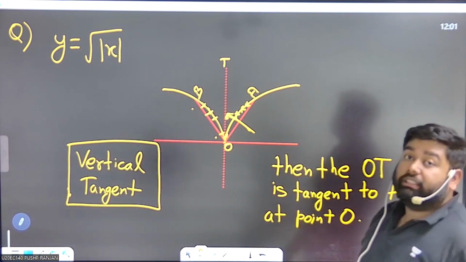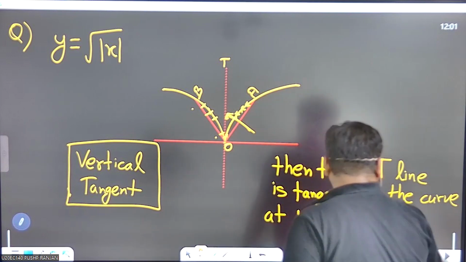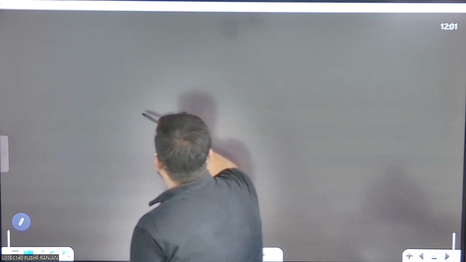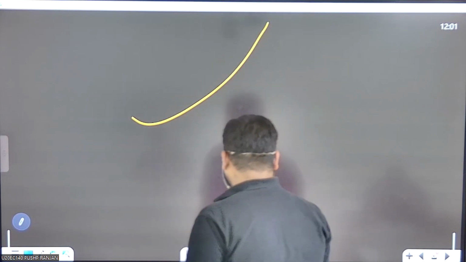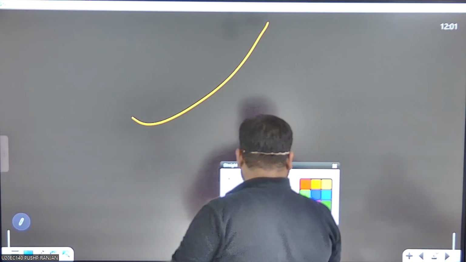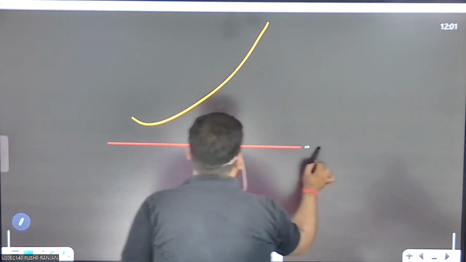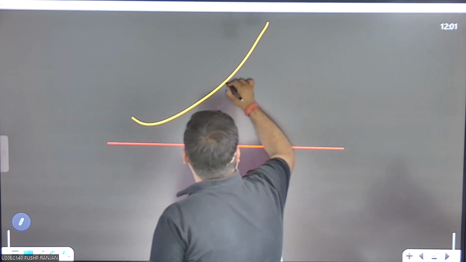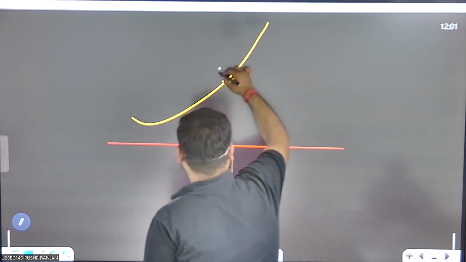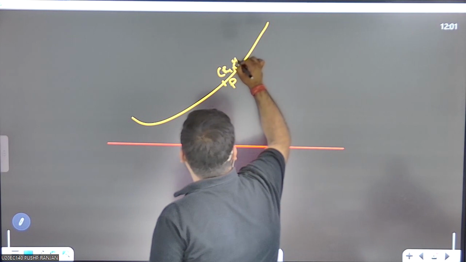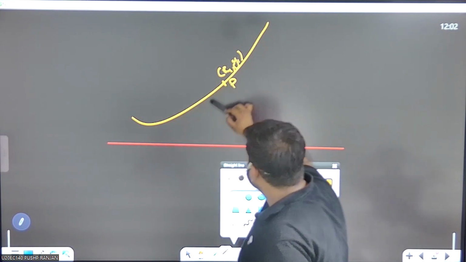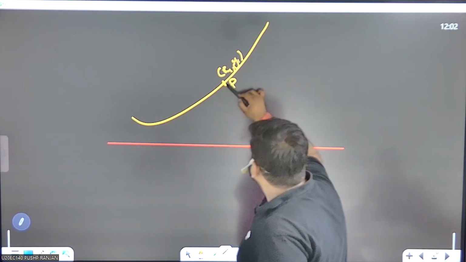Now move towards the equation of tangent. Now we are going to discuss the equation of tangent. Let's draw a curve. This is the curve, and this is our axis. We have to draw a tangent. Let's take a point P at x1, y1. Then this will become the tangent.